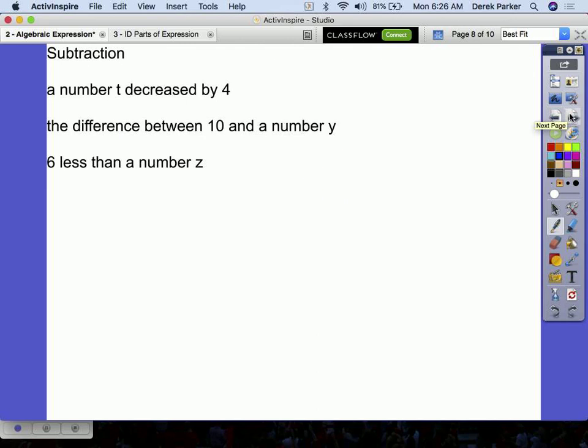Subtraction. A number t decreased by 4 would be t minus 4. The difference between 10 and number y, in this case, you just read it from left to right. So that's going to be 10 minus y. And then the last one, 6 less than a number. There's that less than. You have to remember, staple this in your brain. If it says less than, you flip the numbers, or in this case, the variable and the 6. So really, in all reality, it's z minus 6.